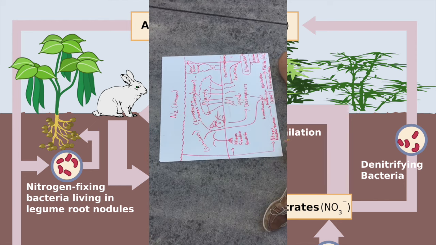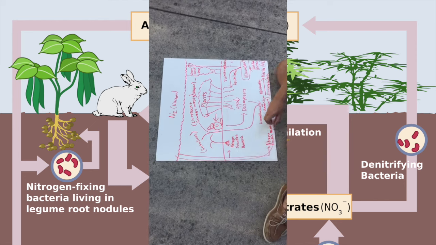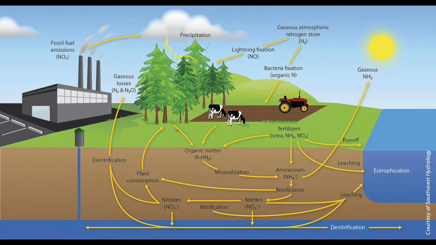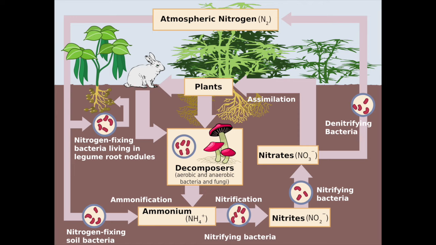Human sewage is also responsible for this excess nitrogen going into the soil, causing excess plant growth, which is actually a benefit to the environment. So humans can do good things to the nitrogen cycle.